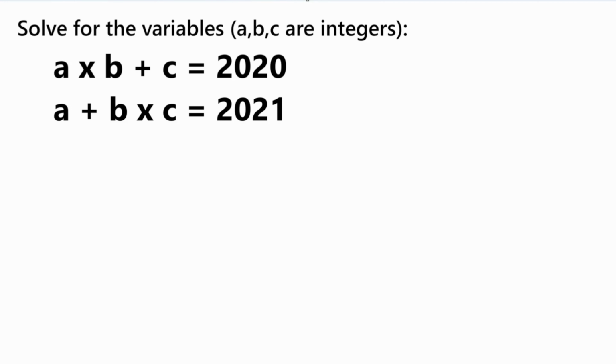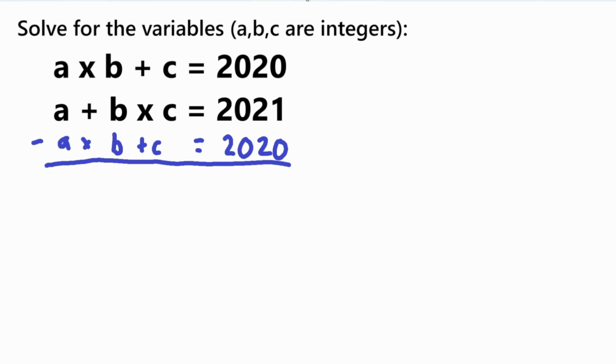So what we can do is subtract this equation by this equation. We can subtract to combine the equations together. So this equation, a plus b times c equals 2021, I'm going to subtract by a times b plus c is equal to 2020. Okay? So now our right side, 2021 minus 2020, is equal to simply 1, right?